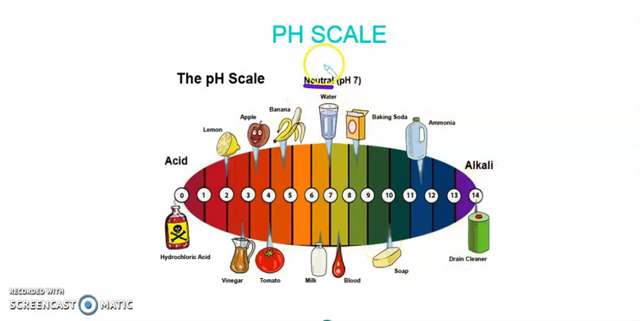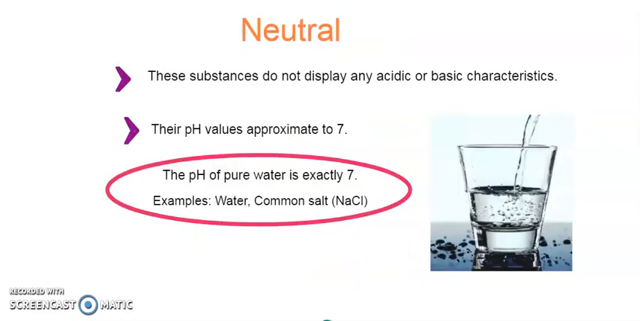Now, let's see what a neutral substance is. Neutral substances are the substances which do not show acidic or basic character. They are neutral in nature. What's an example of a neutral substance? Pure water. Pure water is neutral in nature. Or the salt that you use at your home is neutral in nature.